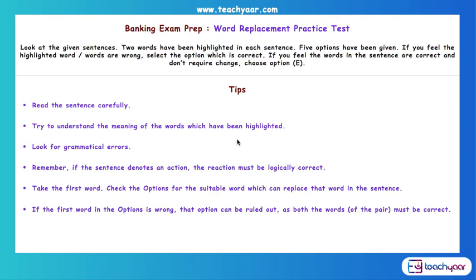If the first word that you have checked among the options is wrong, you can just rule out that option, because it's very important that both the words, that means they are a pair of words, must be correct. So if the first word is wrong, you can just delete that option. You don't have to consider it at all. So these are the basic tips when you answer questions of this kind. When we start now, you'll find that the timer is already on and it will start from 30, and you have just 30 seconds to answer the first question and so on. Let us start. Be ready.